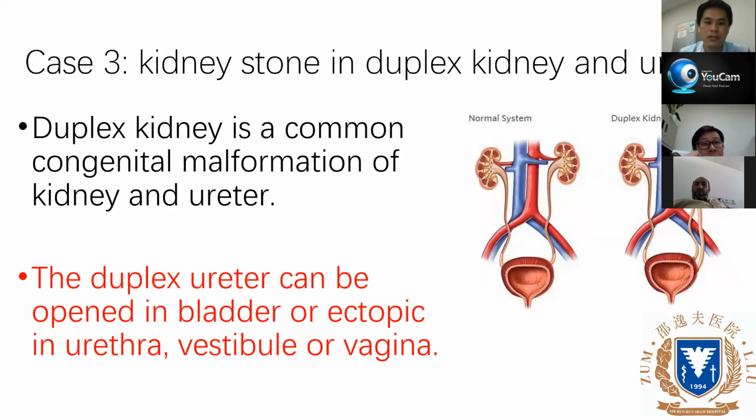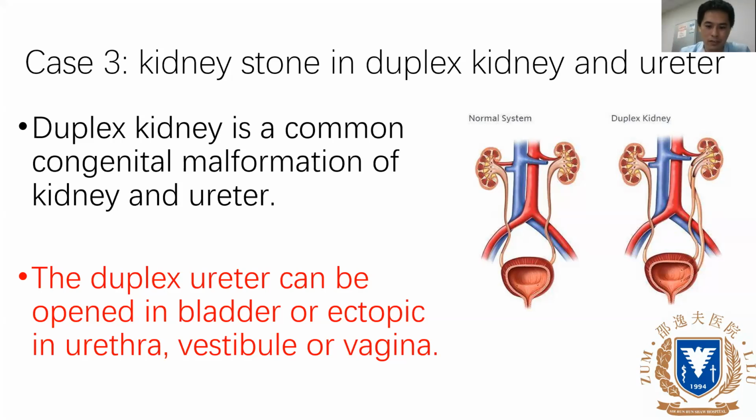Let's go to the third case, about the kidney stone in the duplex kidney and ureter. The duplex kidney is a common congenital malformation of the kidney and the ureter. The incidence rate is 1 in 150,000 cases. The pelvis, upper ureter, and the blood vessels are separated, and they also have their own renal pelvis, ureter, and blood vessels. Duplex kidney and duplex ureter often exist at the same time. So the duplex ureter can open in the bladder or an ectopic urethra, vas deferens, or even the vagina. So you need to be very careful.